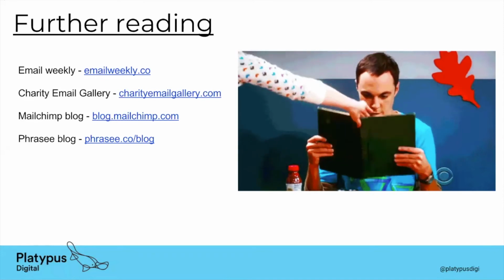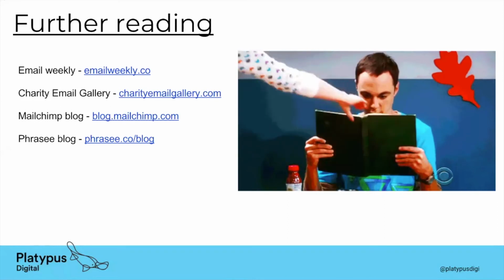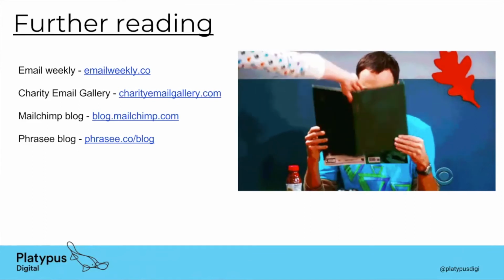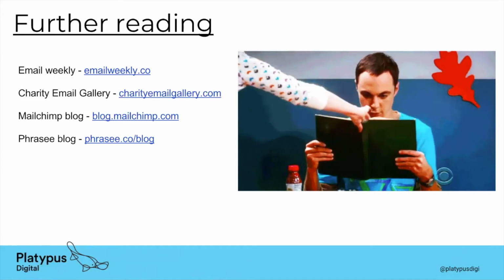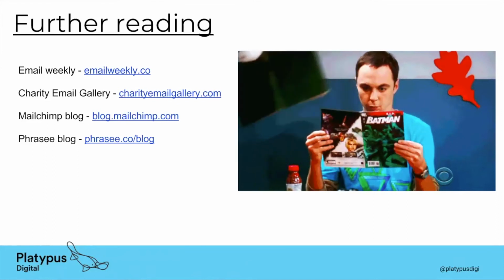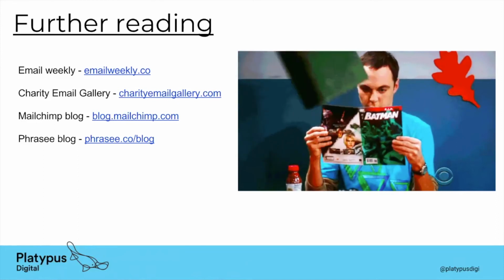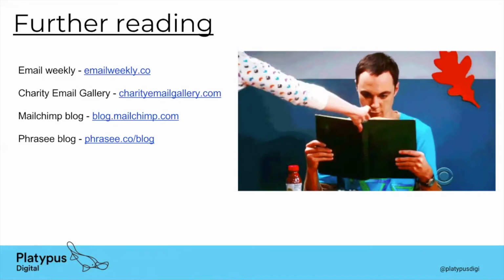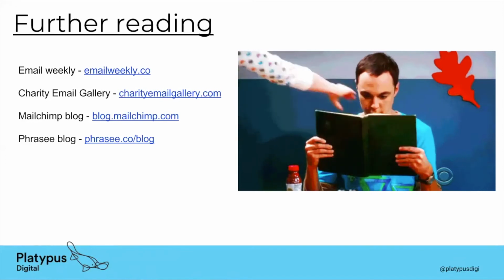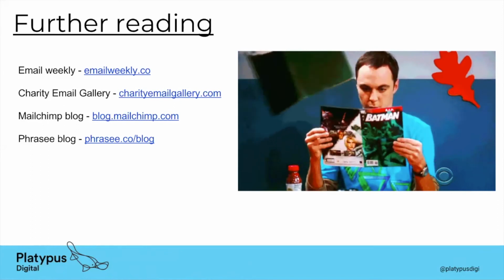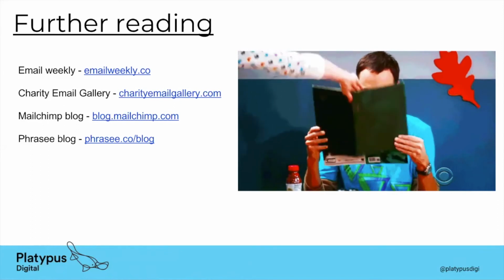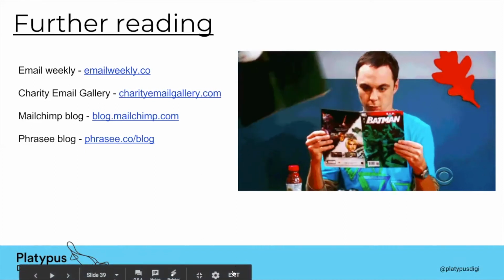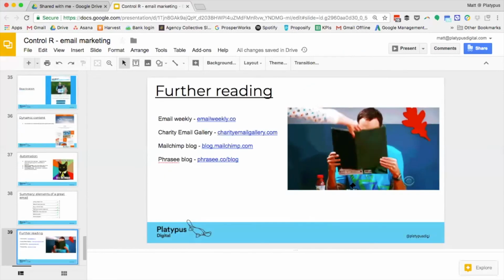The MailChimp blog, so that's one of the email service providers, a really popular one. They do some really cool stuff, not just about MailChimp, but about email marketing in general. And the Phrasee blog. Phrasee is a company that uses AI to generate great subject lines. So they have a really awesome blog and an email that they send out to round up as well. So really great resources you can use to find out more about email marketing. You can use all that to further your knowledge even more.